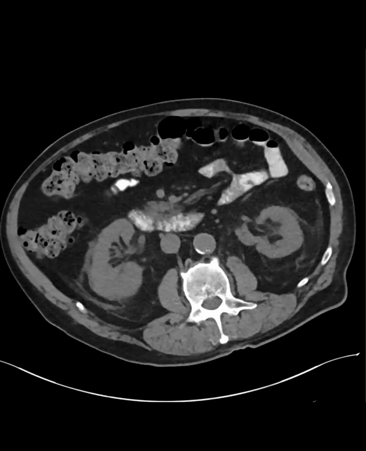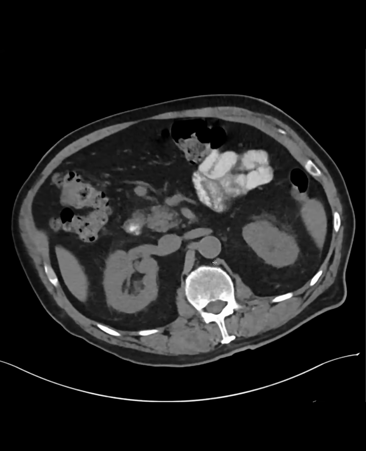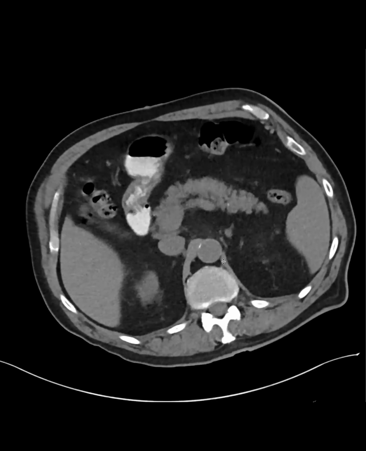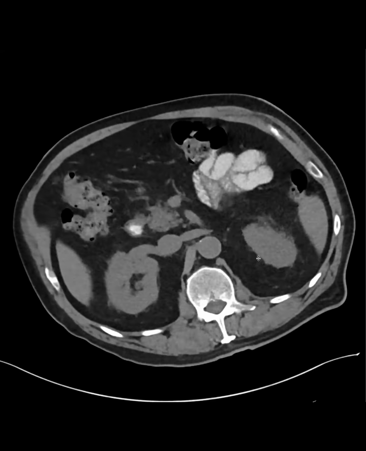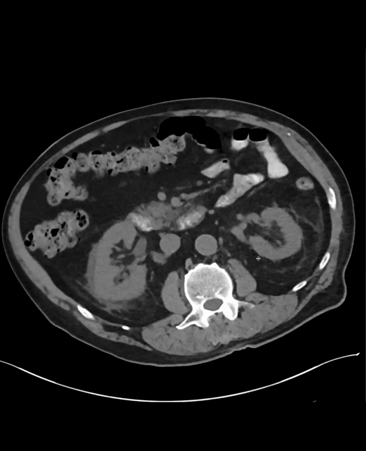Pancreatic head. I miss contrast so much. You don't understand. I know. I've been looking at these non-con CTs, and I'm just like, oh God, what am I missing?